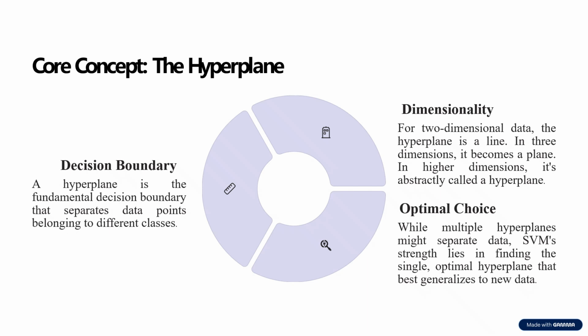What is the optimal choice? While many hyperplanes might separate the data, the SVM's strength lies in finding the single optimal hyperplane that best generalizes to new data. So we have to choose what type of line, plane or hyperplane we are going to use to segregate the data, and see where the points are located nearer to it. If the distance is very large, then we can say it is a proper way of making a clear classification between the data sets.